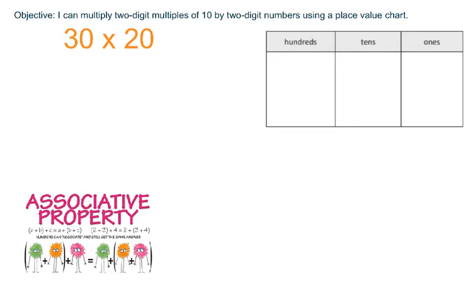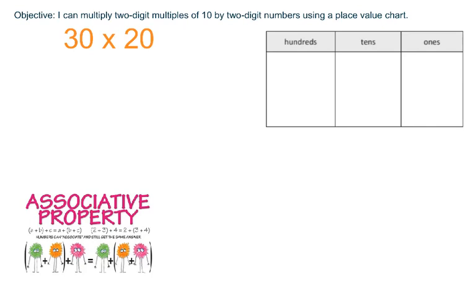Hi there, welcome to Module 3, Lesson 34, where we're going to begin talking about multiplying two-digit numbers by two-digit numbers. And today we're going to start with taking two-digit multiples of 10 by two-digit numbers using the place value chart. So when we think about two-digit multiples of 10, I can get to these numbers if I skip count by 10. So 10, 20, 30, 40, 50, 60, and beyond. But we're going to stick to just two-digit multiples today.